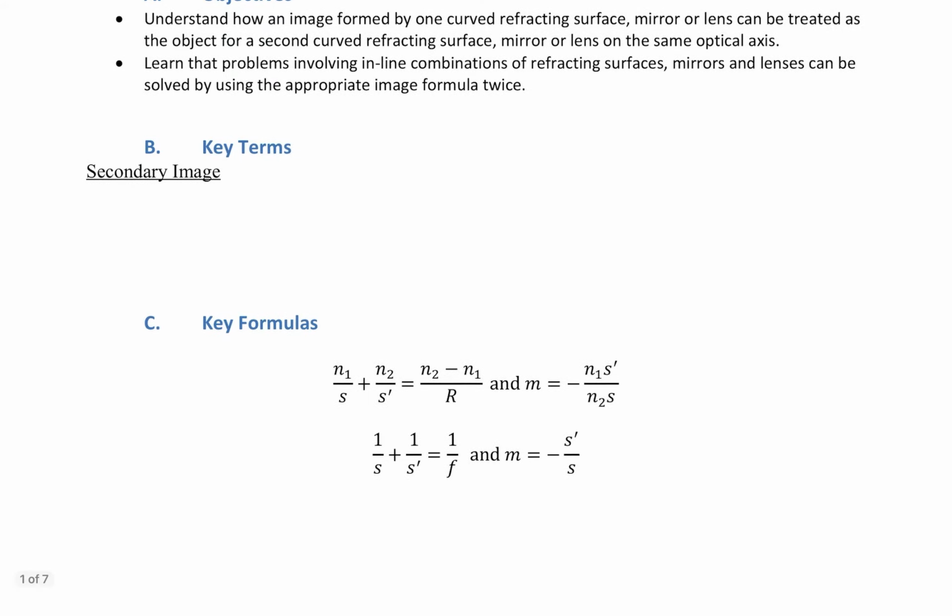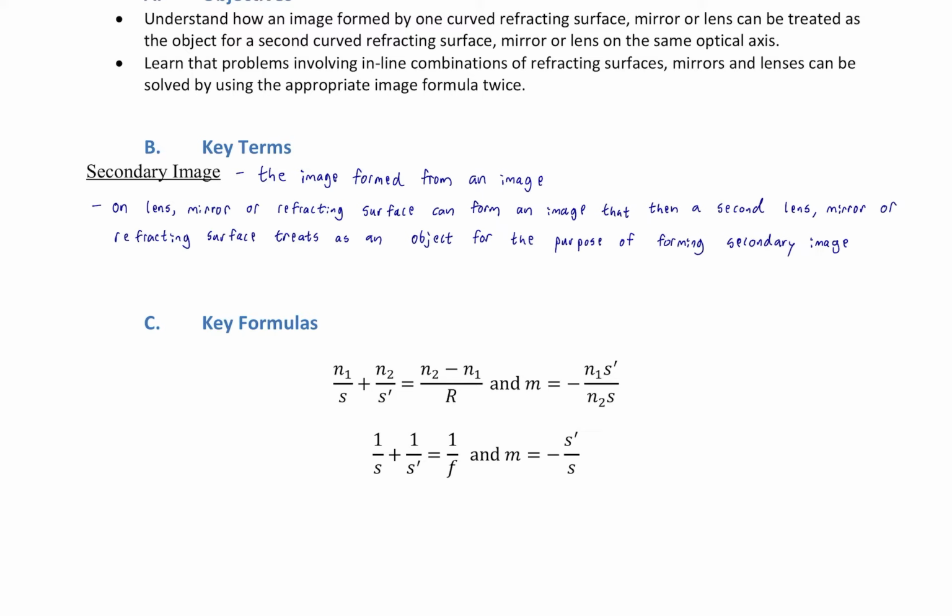So what is a secondary image? I think you have a decent idea already, but let's put it in writing. It is the image formed from an image. A lens, mirror, or refracting surface can form an image that a second lens, mirror, or refracting surface then treats as an object for the purpose of forming a secondary image. A secondary image can be formed from a real or virtual primary image.